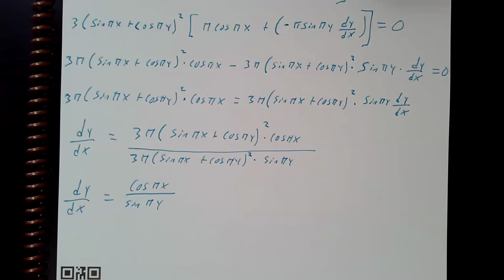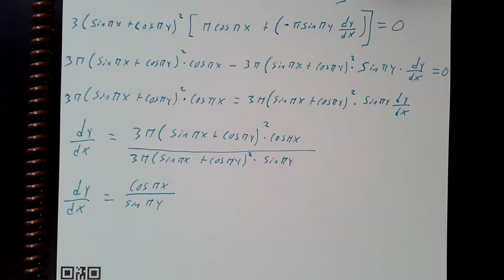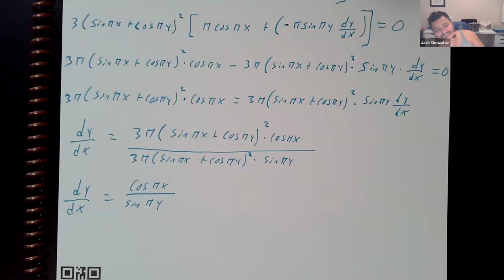I have a question. Can cosine pi x over sine pi y be simplified into a cotangent, or no? No, because they're different variables. That's a shame. Tempting though, right? Yeah. I think I wanted to, but no.